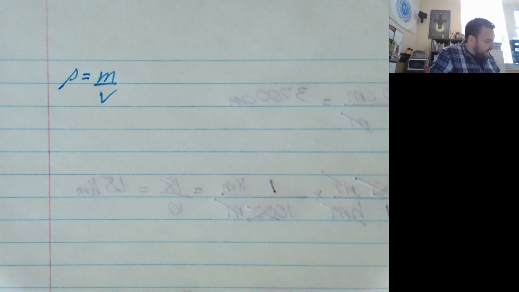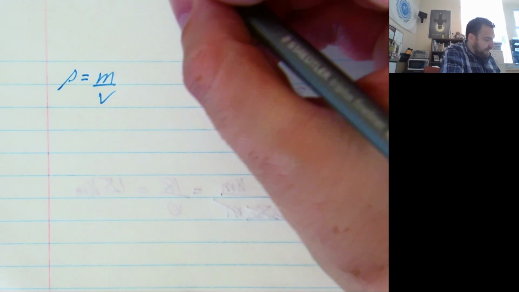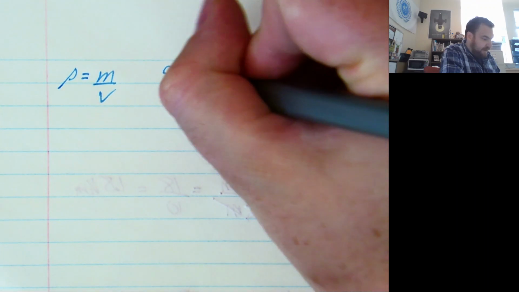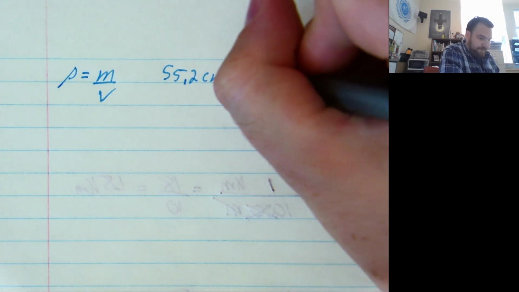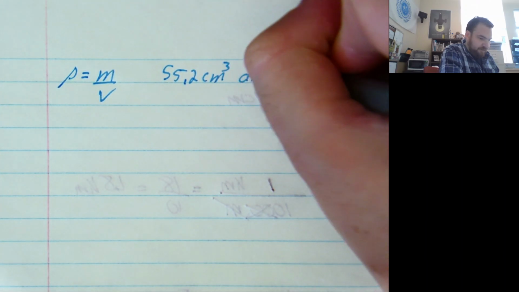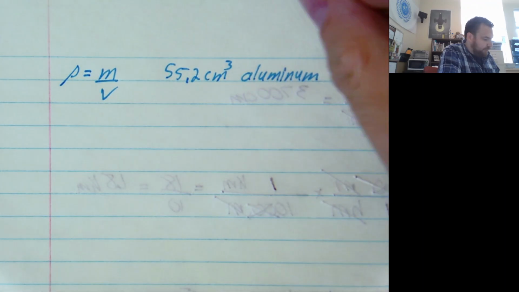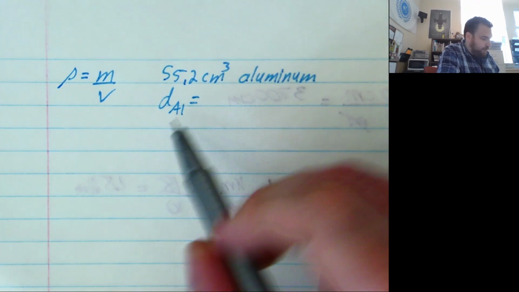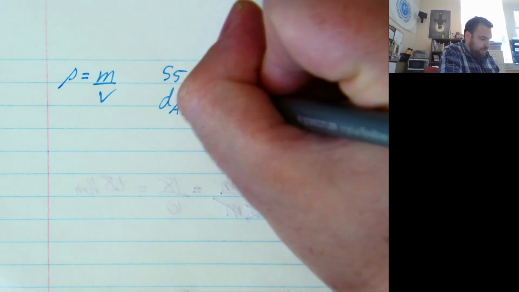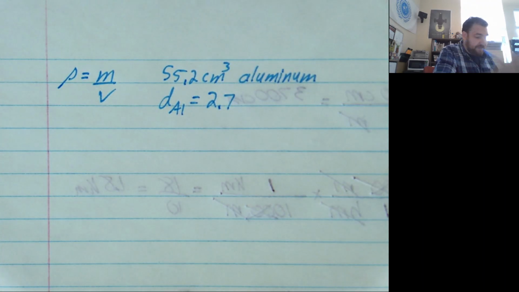In the first part of 5, it says use the density formula to find the mass of a 55.2 cubic centimeter aluminum chunk. And we're told that the density of aluminum, DAL, is 2.7 grams per cubic centimeter.